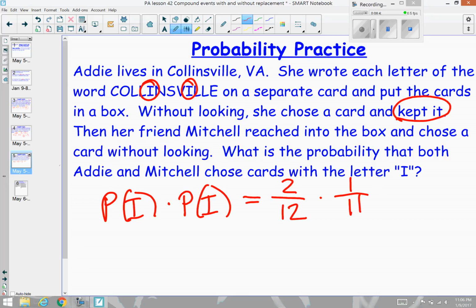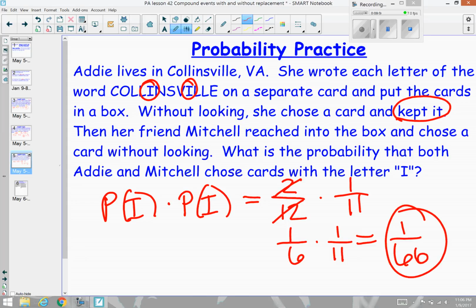We want to find the total probability. I personally would simplify and make this 1/6 times 1 out of 11. And the final answer would be 1 out of 66. Hopefully that is the answer you found as well.